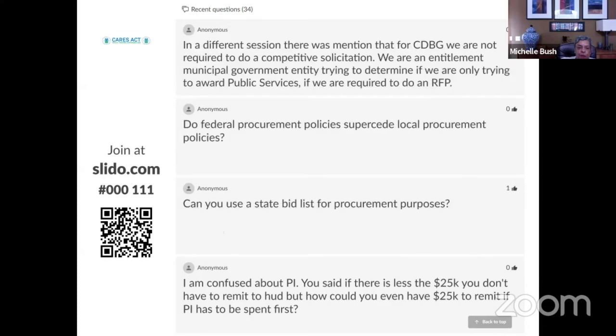Do federal procurement policies supersede local procurement policies? I think we talked about that. So your local procurement policies are the ones that you should be in compliance with, but your local procurement policies at a minimum have to meet the federal procurement policies. Correct. You have to follow whichever is the more stringent.